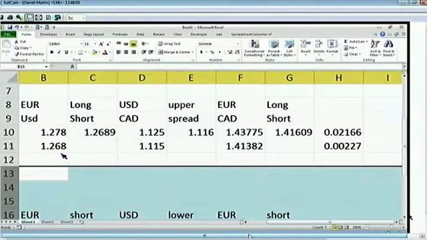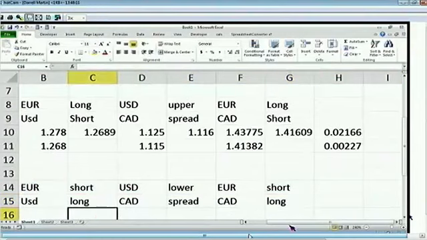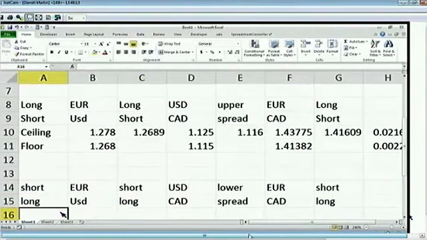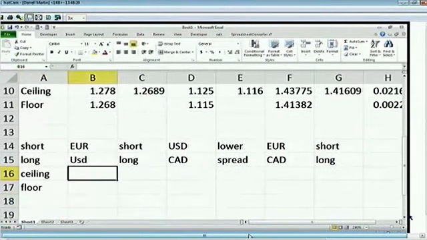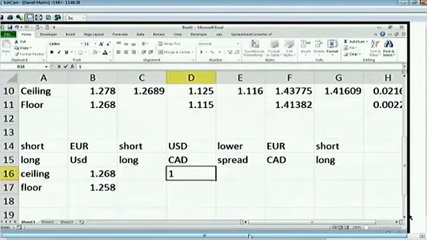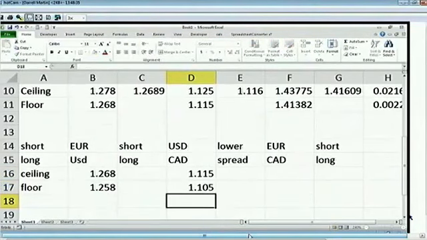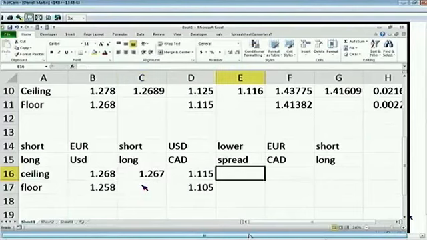Now let's go down here and let's do our lower one. Okay? On our lower one down here, bringing it on back, put in our ceiling, put in our floor. All right, so we're going to sell the 1.2680 by 1.2580. And we're going to sell the 1.1150 by 1.1050. And then we're going to buy the euro dollar one at 1.2670 and buy the dollar CAD one at 1.1146.